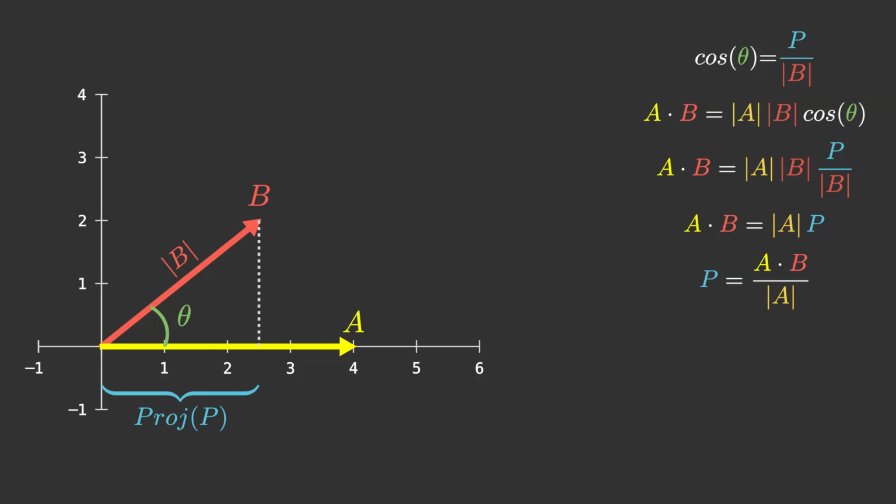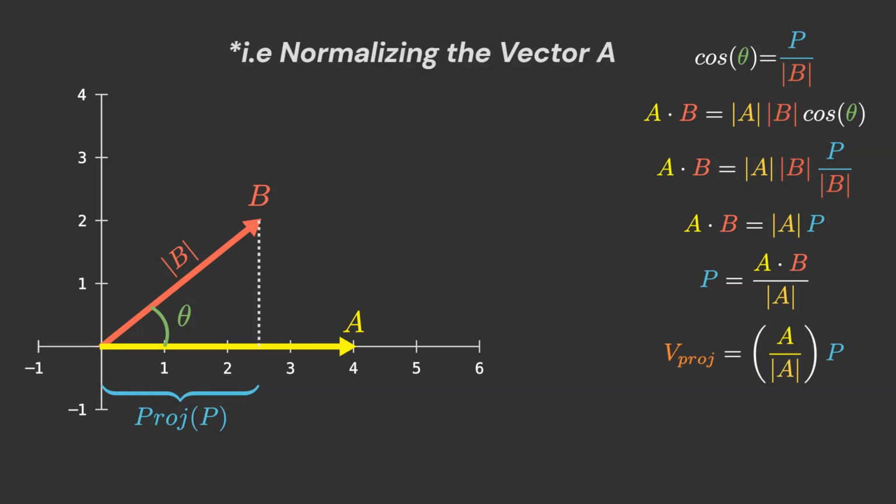But it doesn't tell us the direction. To get the direction, we have to calculate what's called the vector projection of vector B onto vector A. Fortunately, that's very easy to do. Vector projection of vector B onto vector A is simply equal to A divided by the magnitude of vector A, multiplied by the projection of B that we just calculated.